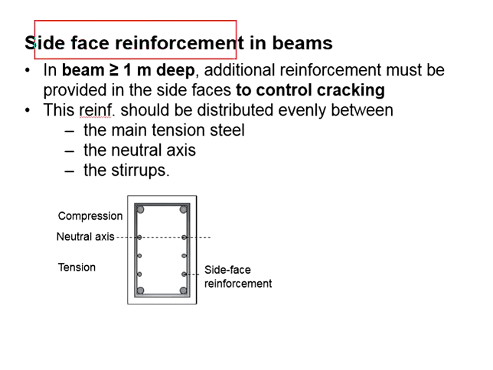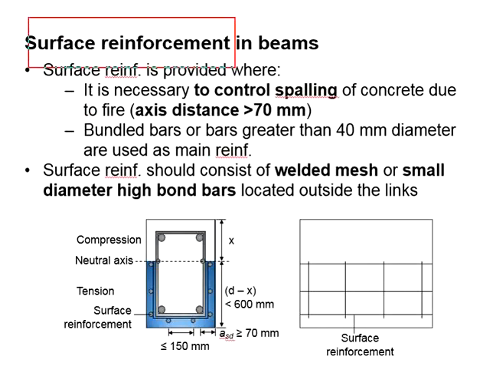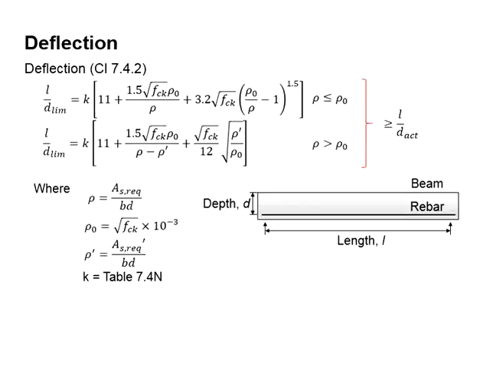The side face reinforcement is not applicable for the slab design. The surface reinforcement is also not applicable for the slab design, and the deflection check is very important to the slab. The deflections we are referring to are the L per D ratio. Compared to the beam, normally the effective depth of the slab is smaller. For the beam and slab of the same span, the slab is likely to be more critical. You might need to check for the deflections.